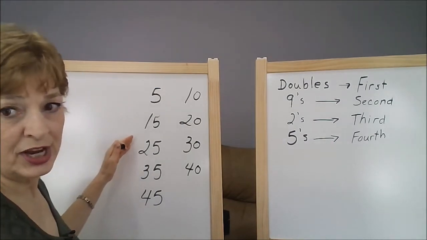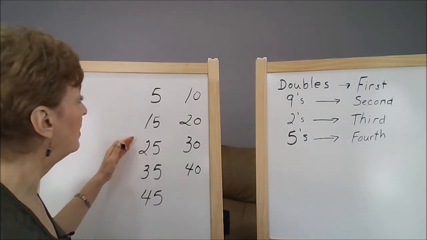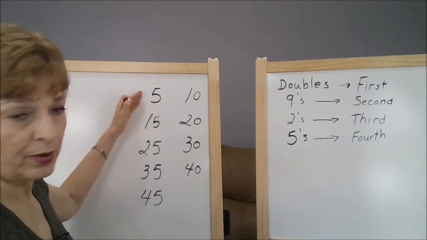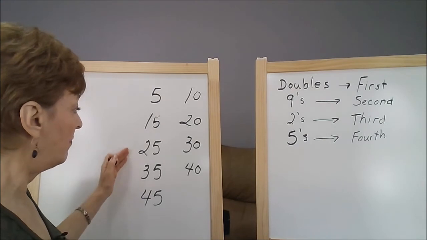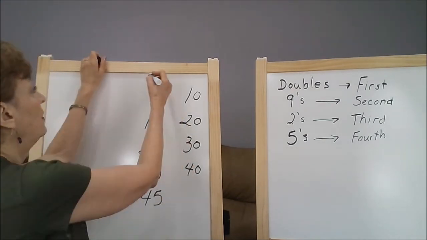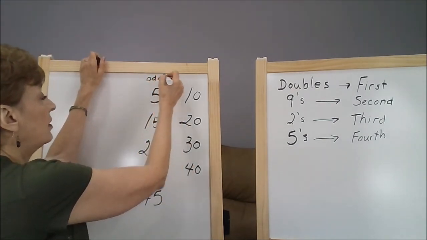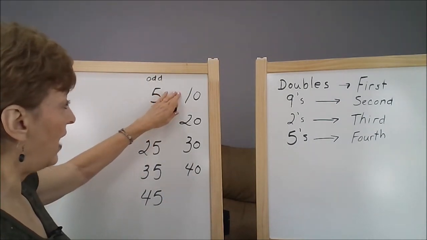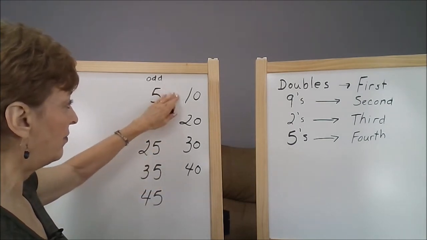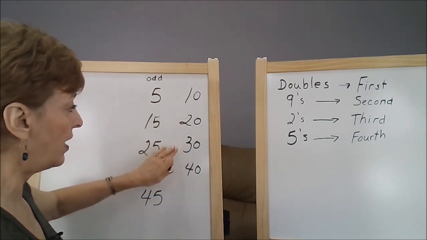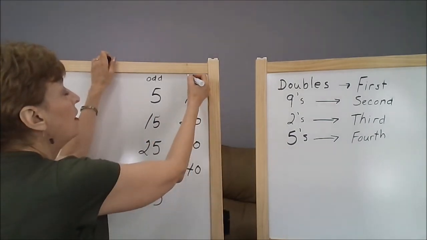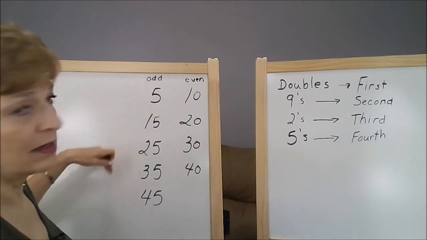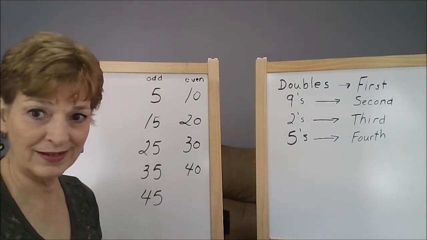At this time, I get a chance to talk about odds and evens. When 5 is multiplied by an odd number, 1, 3, 5, 7, and 9, these are odd numbers, the answer is an odd answer. When 5 is multiplied by an even number, 5 times 2, 5 times 4, 5 times 6, 5 times 8, we get an even answer. So odds and evens can be explained at that point.